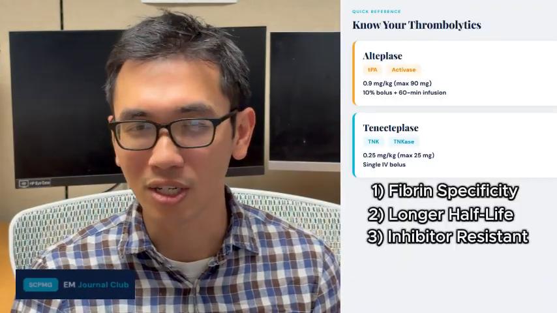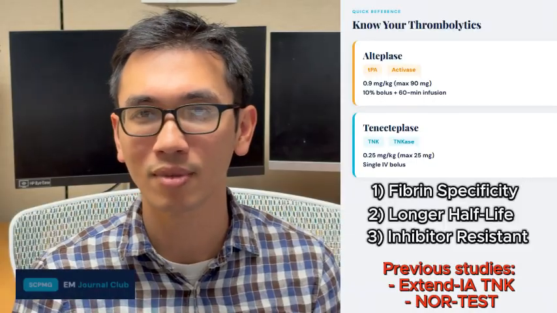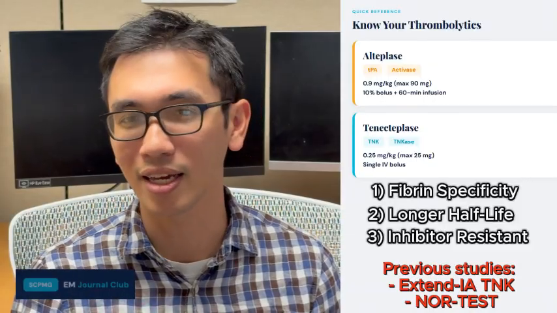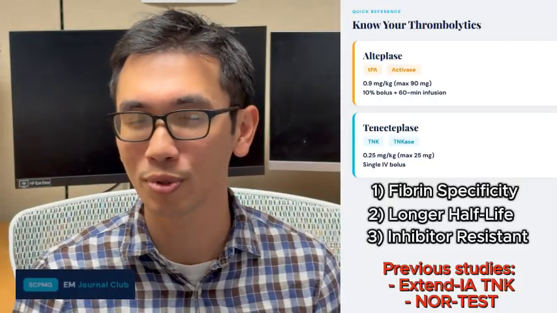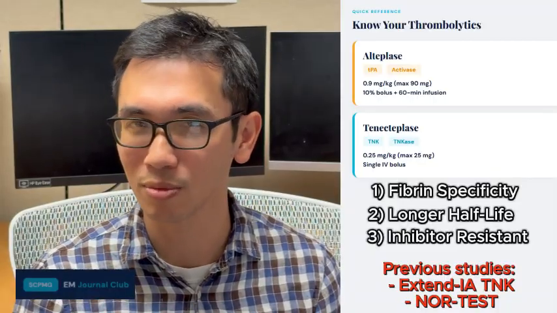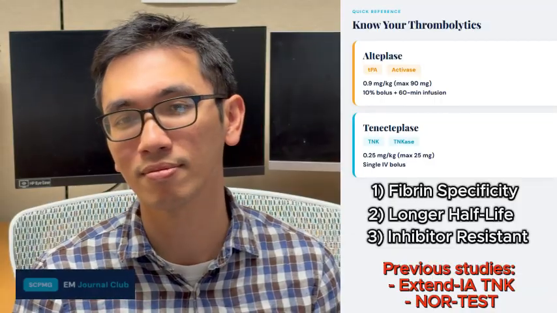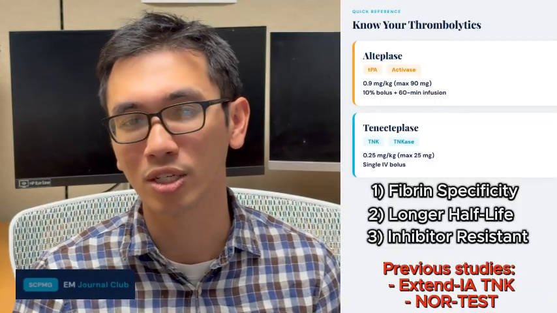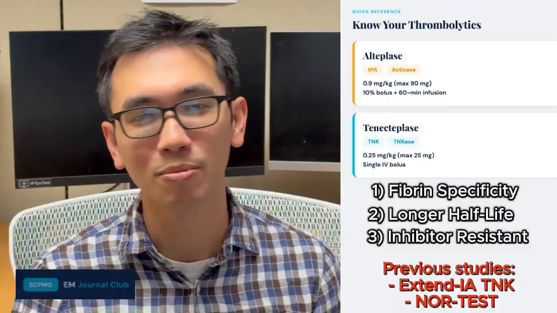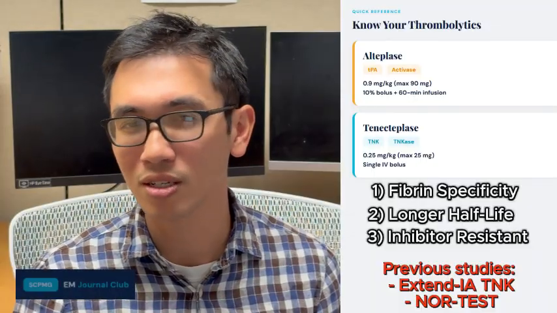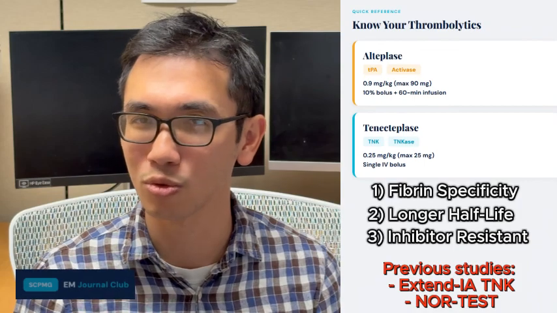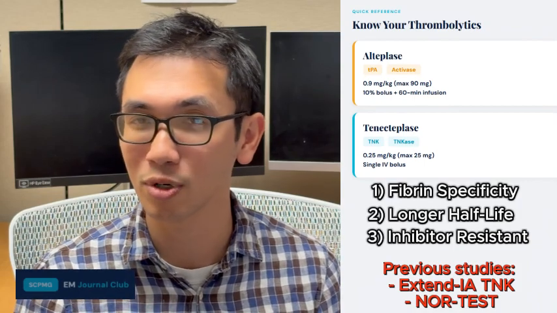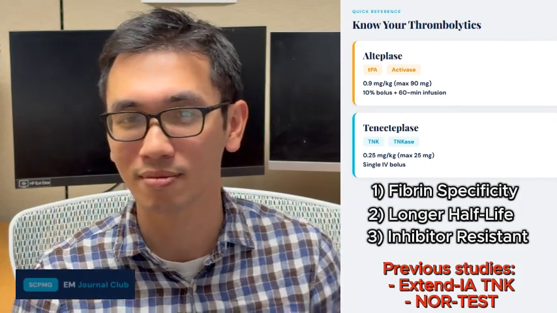There were smaller studies that built the foundation. The EXTEND-IA TNK trial in 2018 showed superior reperfusion with Tenecteplase before thrombectomy. The NOR-TEST trials explored dosing, but none of these were the definitive, large-scale, head-to-head comparison the stroke community was waiting for. That brings us to the ACT trial.